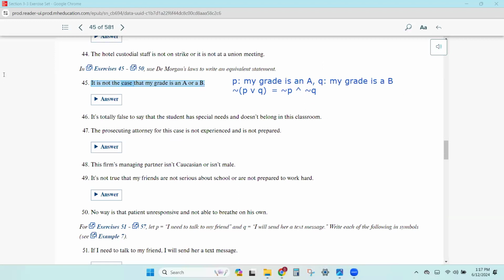So then the statement would be, my grade is not an A and it is not a B. So that's the equivalent way of saying it. It's kind of akin to the old neither nor thing. So all right, let's try something else. All right, let's try this one here.